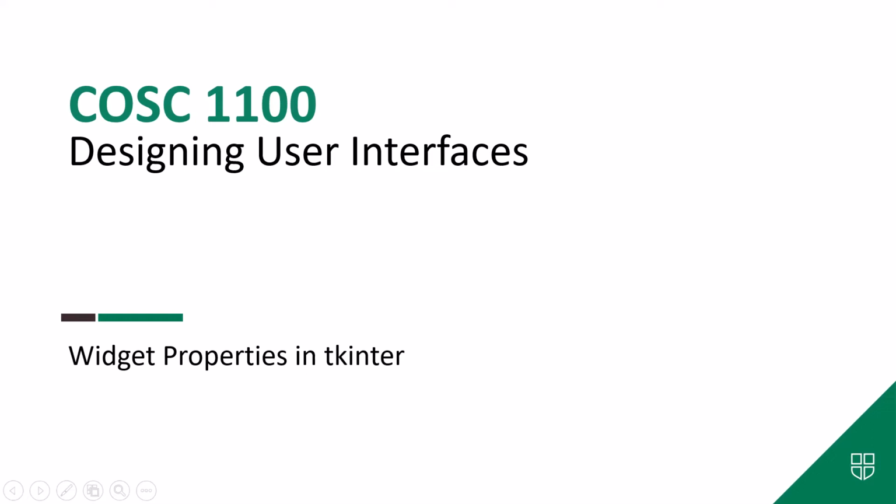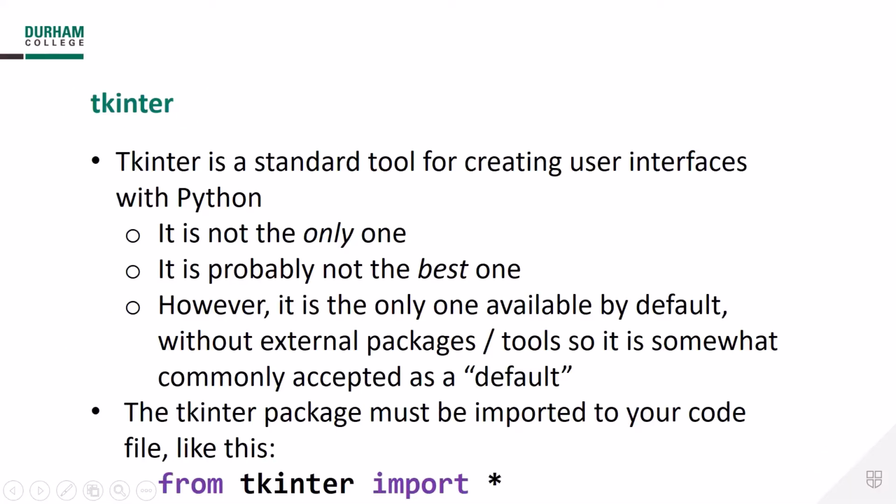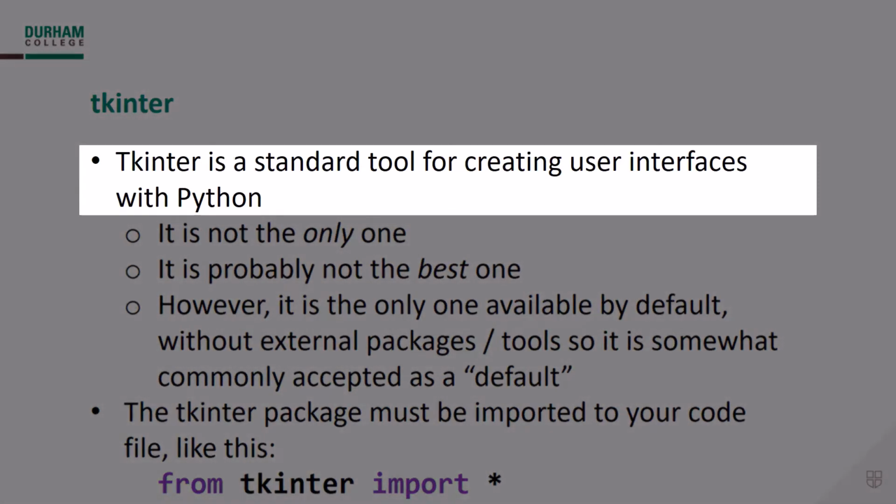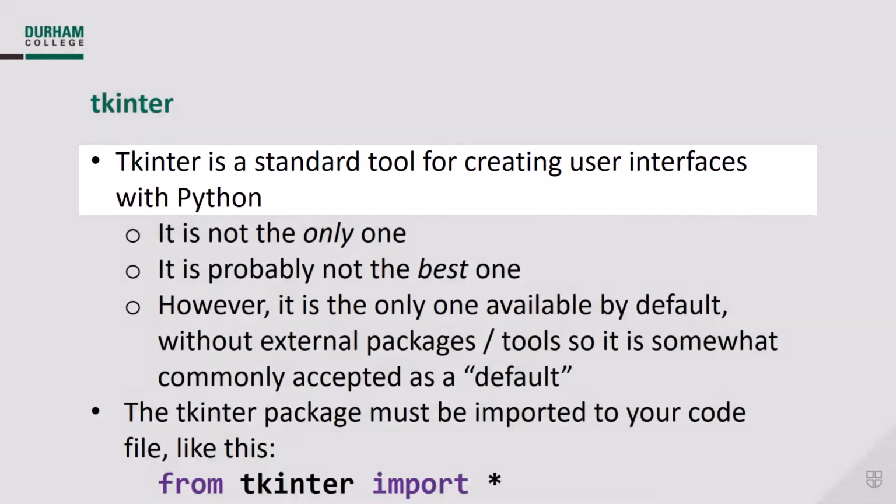Hi, this is Kyle again, and we're going to talk here about the tkinter package for making user interfaces in Python, as well as some properties of the various widgets we can make with tkinter. It says here, tkinter is a standard tool. Well, it's a package you can import for creating user interfaces, and it says with Python, but technically tkinter gives you access to a library called tk, which is short for toolkit, and that can even be used with some other programming languages like Ruby, but that's not important.